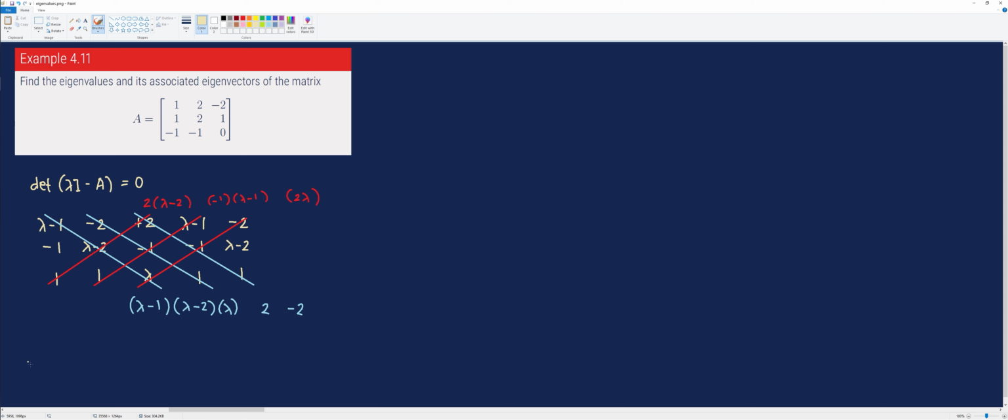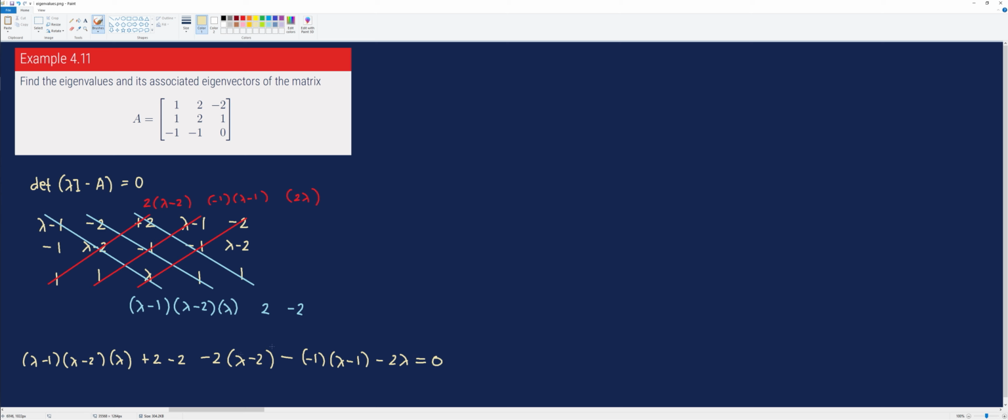Next, we perform the operation. That is lambda minus 1 times lambda minus 2 times lambda plus 2 plus -2 or minus 2. Then minus 2 times lambda minus 2. And this one is minus -1 times lambda minus 1 minus 2 lambda. We can equate this one to 0 also.